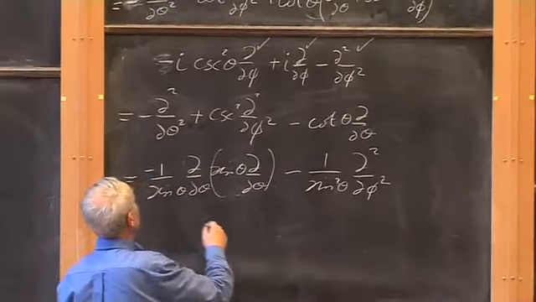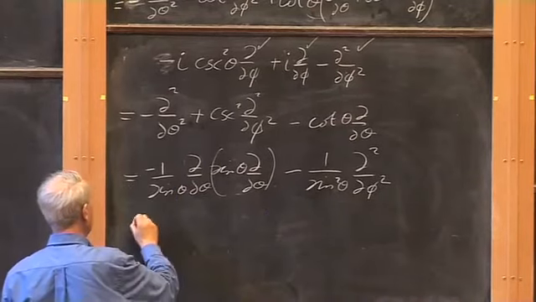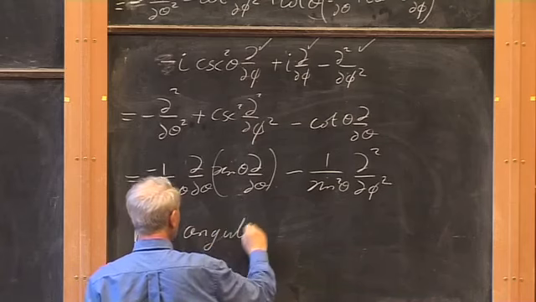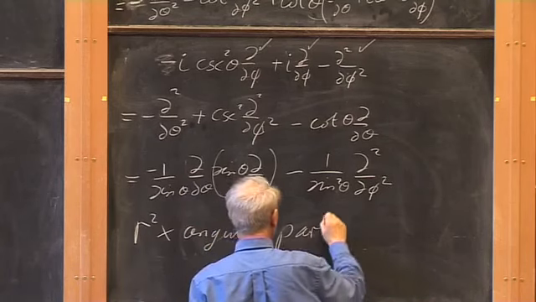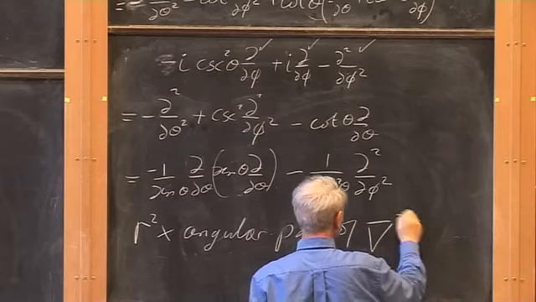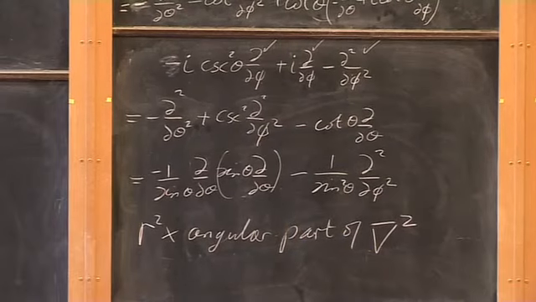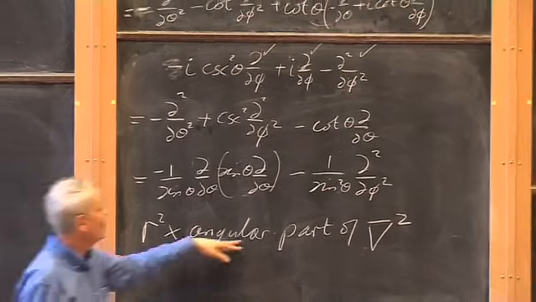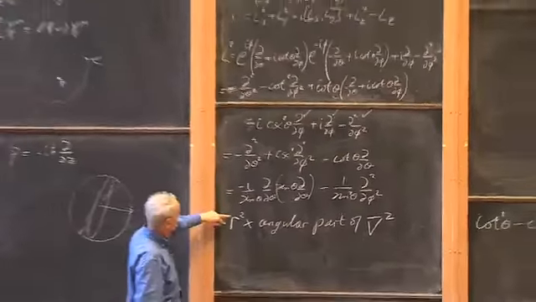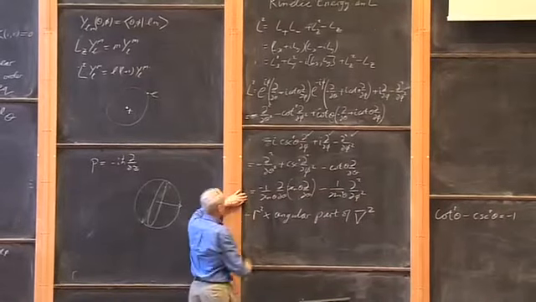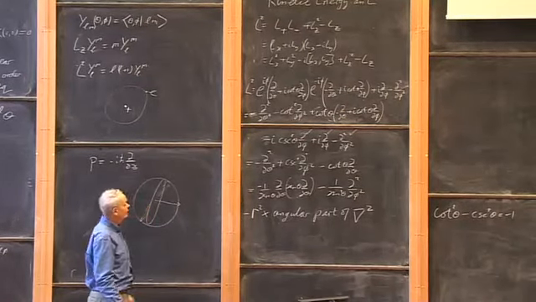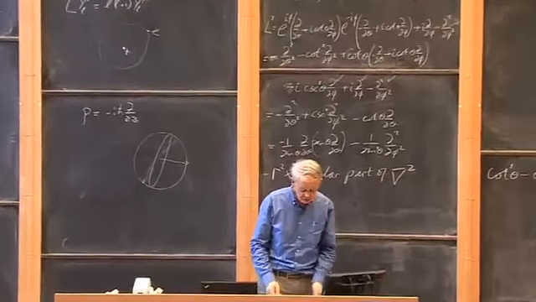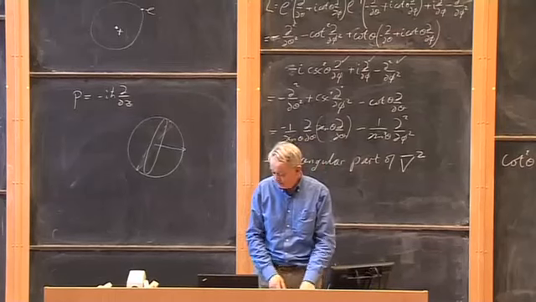And what is this? This is r squared times the angular part of del squared. And on that note, it's time to leave. We're not quite finished with the calculation, but that's the important bottom line, that L squared is actually, with a minus sign, minus r squared times the angular part of del squared. And we'll push that forward into the kinetic energy tomorrow. No, on Wednesday.